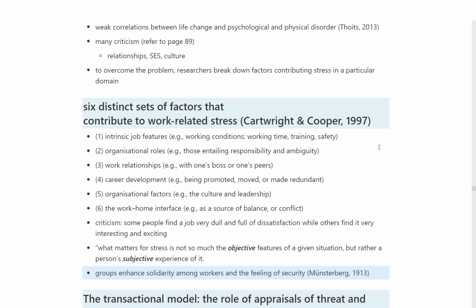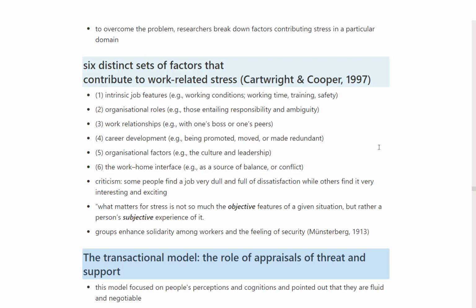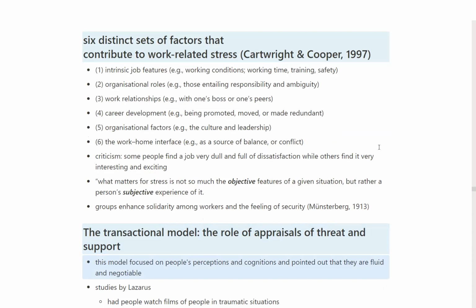Okay. So the situational model again doesn't work. So then what other options do we have? The next one is the transactional model, the role of appraisals of threat and support. This model focused on people's perceptions and cognitions and pointed out that they are fluid and negotiable. What this means is that the way people perceive situations could vary a lot. And even within the same individual, they could perceive the same events differently. They can change how they perceive the same event.